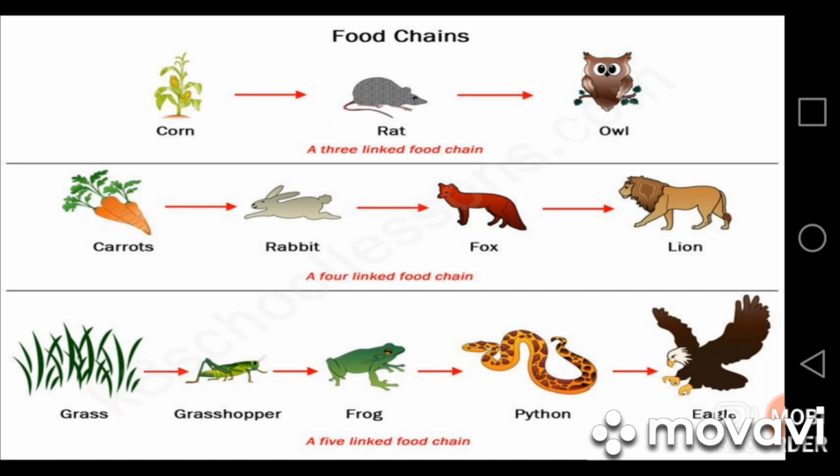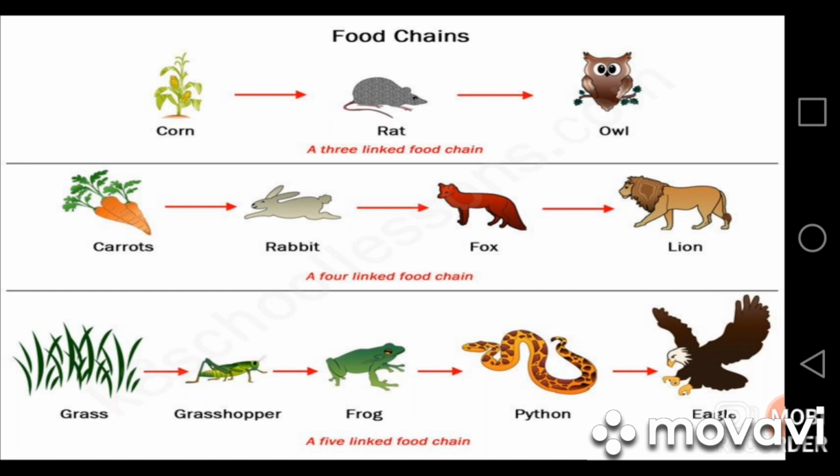In the second food chain, there are 4 links present: carrots, rabbit, fox, and lion. Carrots are eaten by the rabbits. Then the rabbits are eaten by the fox, and after that the fox is being eaten by the lion. In this food chain, the energy is flowing from carrots to the rabbit and from rabbit to the fox, and after that from the fox the energy is transferred to this lion.